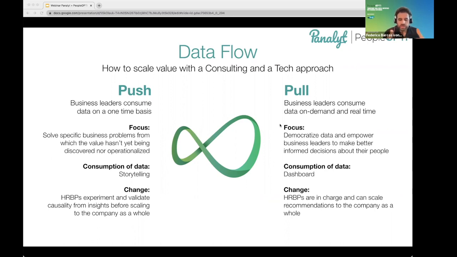So the real question here is, how do we complement these two approaches? How do we structure a team in a way that we can provide these two types of solution, so that not only HR but also business leaders can improve the way that we manage, and make more effective the management system about people?